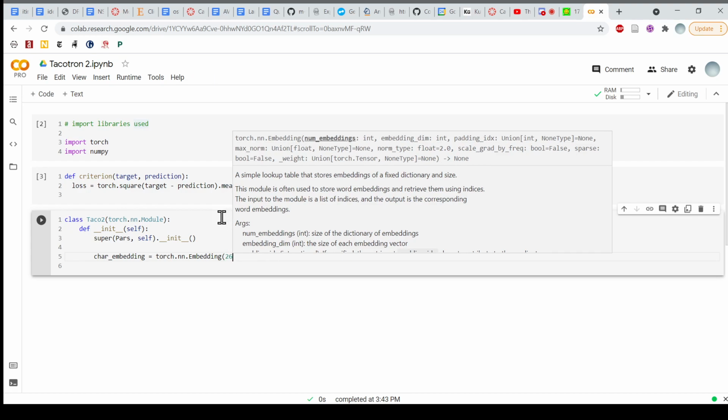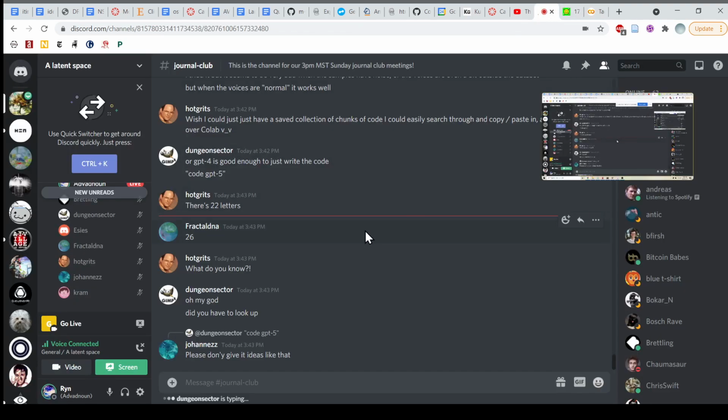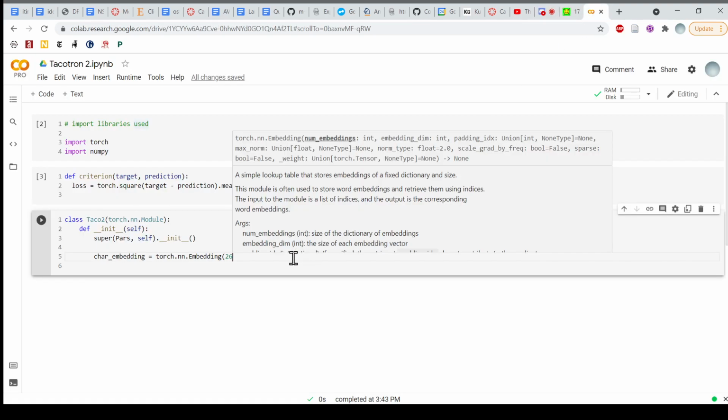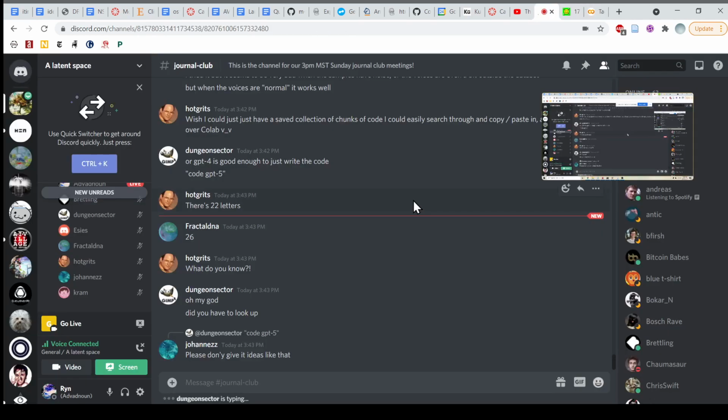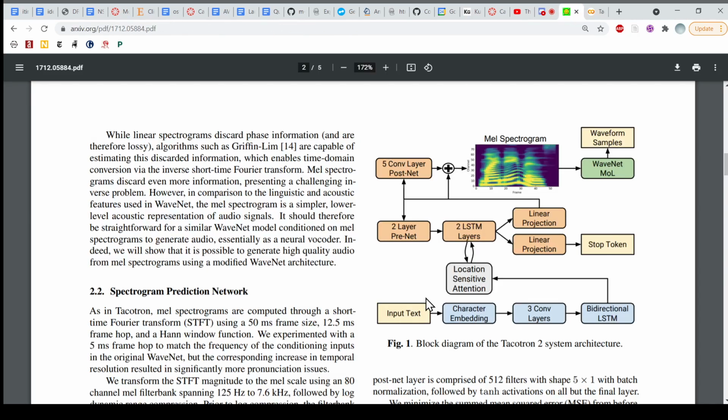So that's the number of embeddings we'll have, because that's the number of vectors that we'll want for turning characters into numbers, basically. And the numbers will be learned. The embedding dimension will be, I think it was 512. So we got our embedding. Hallelujah. And now we want three convolutional layers.